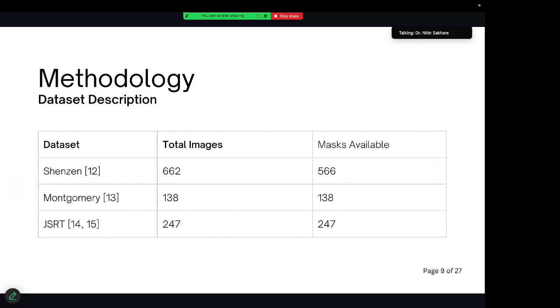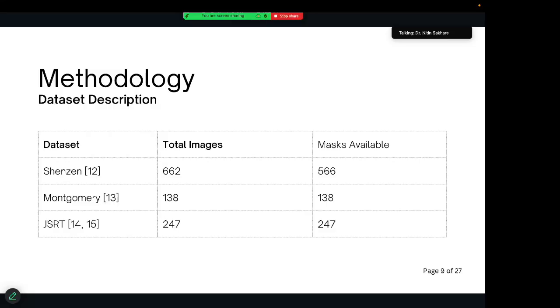And are all images in good resolution? They are at very good resolution, but I resized them to a lower resolution like 224 by 224, and that was actually enough for me to segment the lung region.